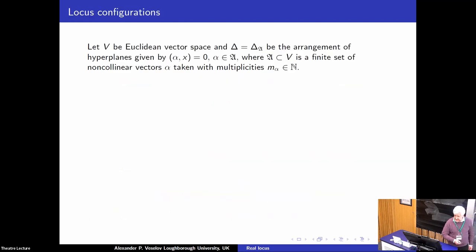Right, let me start now. So what is a locus configuration? As I said, it's a generalization of reflection hyperplane arrangements. In the first part I will be living in real Euclidean vector space, so it will be part of Euclidean geometry, not just affine geometry. We consider a hyperplane arrangement with multiplicity, as we have seen already in the first talk today. This will be important.